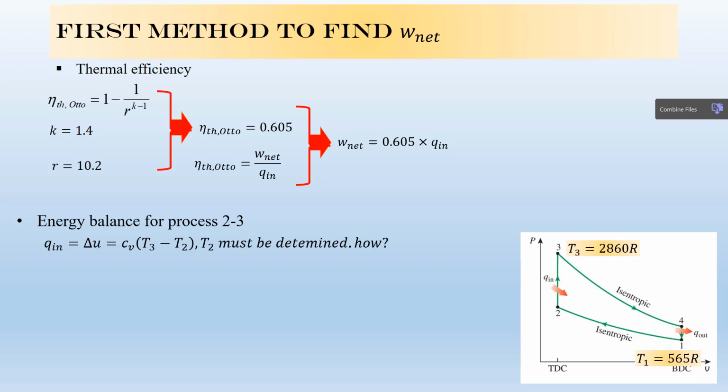So you found the Cv from the reference table. T3 is known. T3 is the maximum temperature. And then what you need to do is find T2. How? Please pause this video, spend 3 minutes, and then try to find T2.